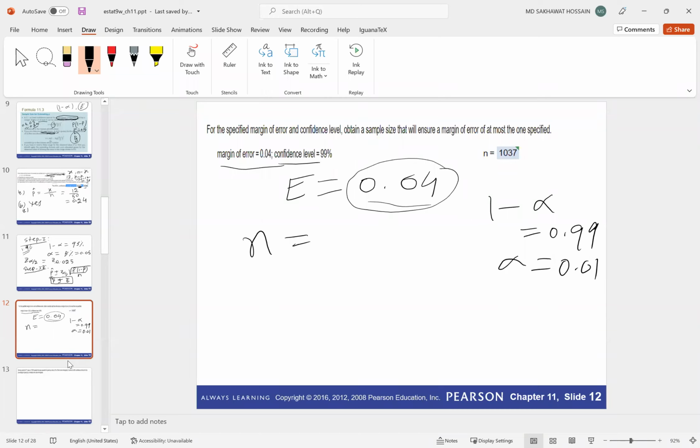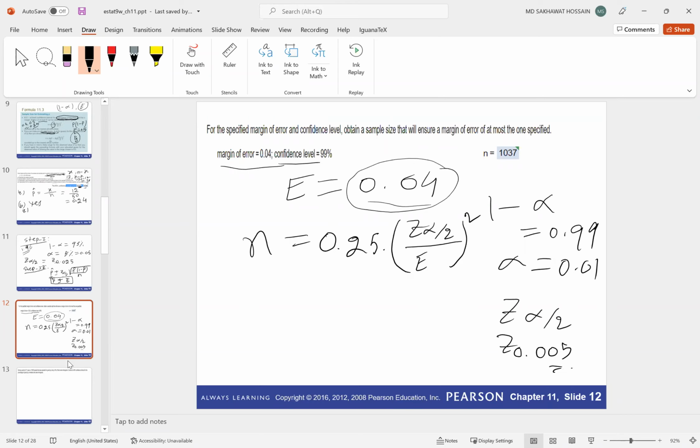Okay, so now you need to find n. Here the population proportion is not given, right? So we do not know the population proportion, and we do not have any educated guess. So that means we need to use this formula: n equals 0.25 times z alpha over 2 over E, squared. So now you need to find z alpha over 2.